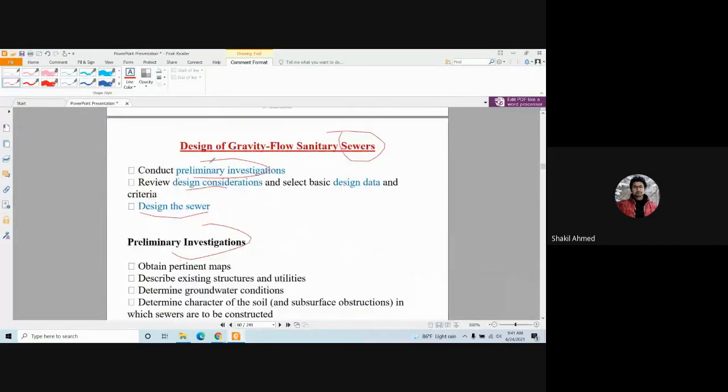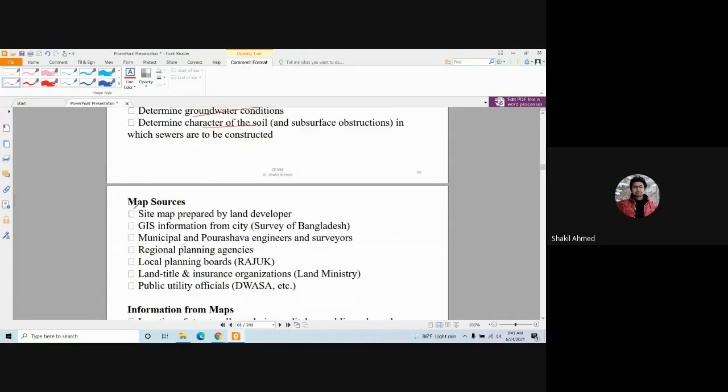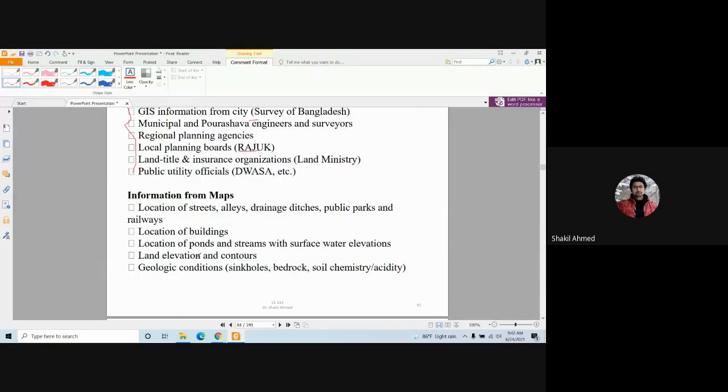So preliminary investigation involves what? Pertinent maps, describe existing structures and utilities from the map, okay? Groundwater condition, characteristics of the soil, these things. Map source, as I told you, you can conduct a road survey, drone survey, and other official information from the maps. Location of the streets. First of all, you need to know the streets, as I told you, because you're going to follow the street layout. Drainage, ditches, public parks, railways, location of the buildings, ponds, streams.